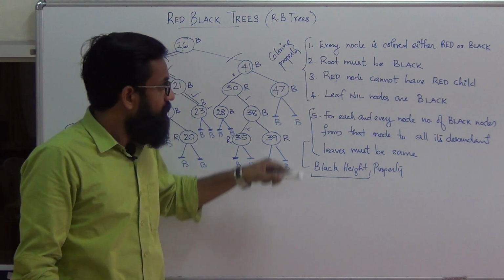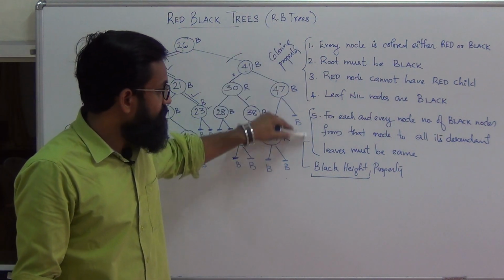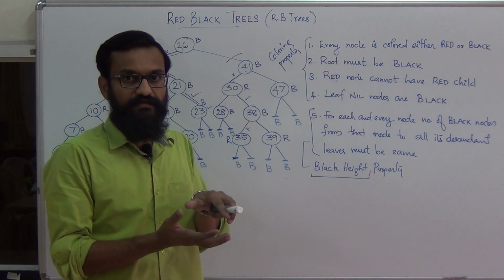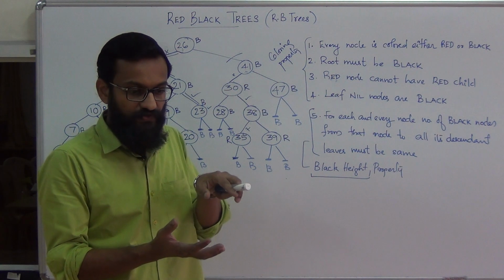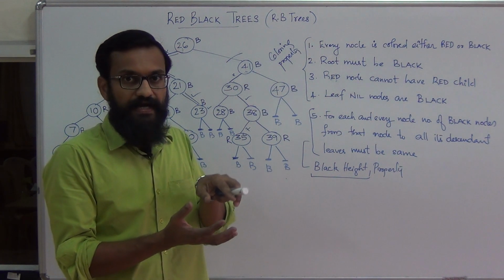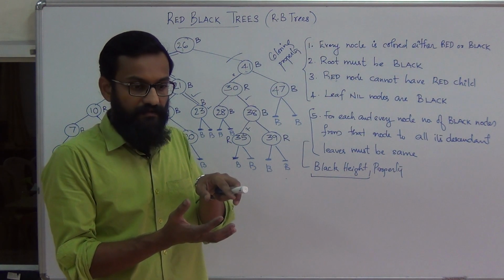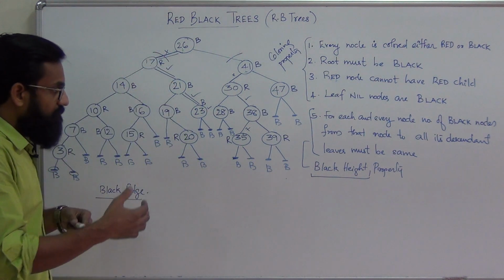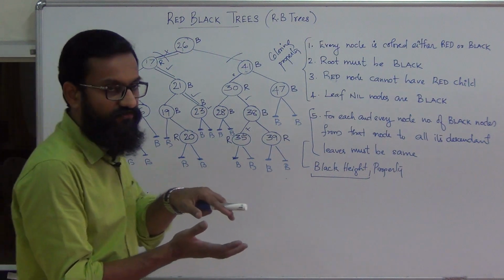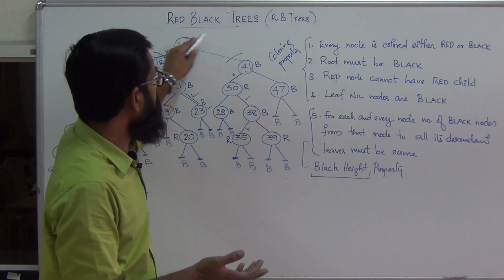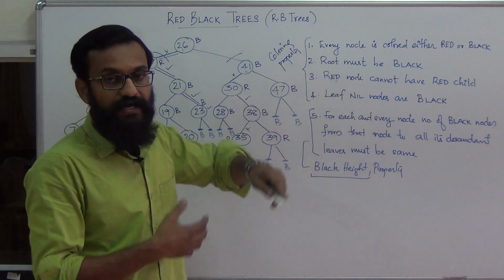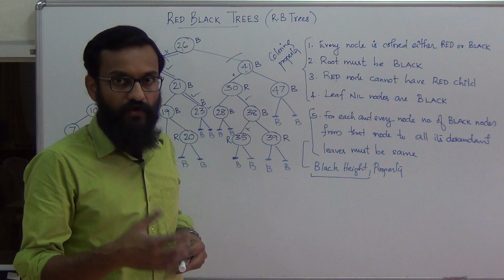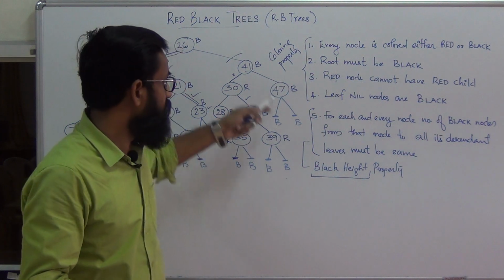These coloring properties and the black height property together help to restrict the height of this tree, maintaining the height up to a particular level. So it helps to balance the height of the tree, and that's the reason red black tree is called a balanced tree. You can formally prove that the height of this tree is restricted to order of log n, where n is the number of nodes in the tree.